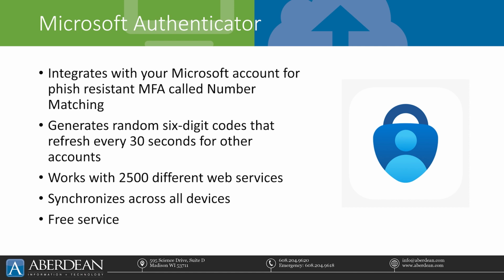Since we're talking about MFA apps and authenticator apps, we do want to talk more about Microsoft Authenticator. It integrates with your Microsoft account for phish-resistant MFA called number matching. That's where you get 2 digits on your phone and you type it in, or you get 2 digits on the device requesting access to your account, and then you type that into your phone. It provides a lot more information to see where the login is actually coming from. It also generates random 6-digit codes that refresh every 30 seconds for other accounts that you have connected in.